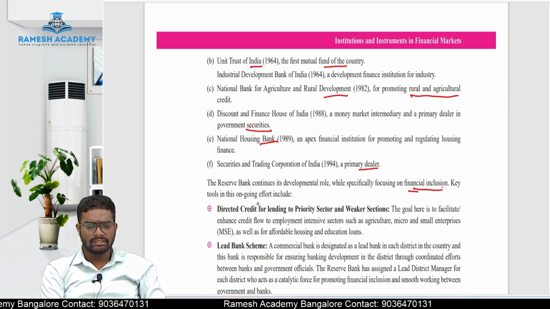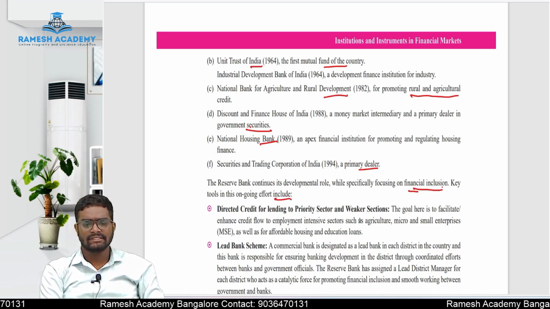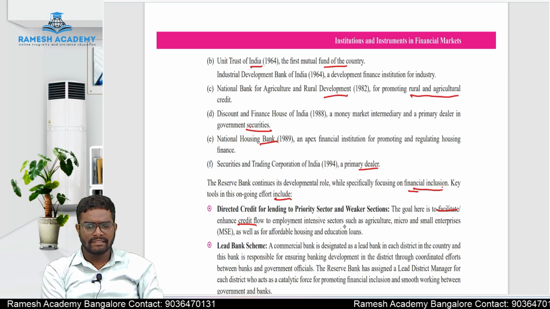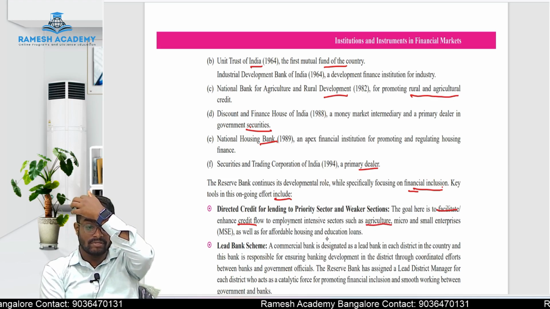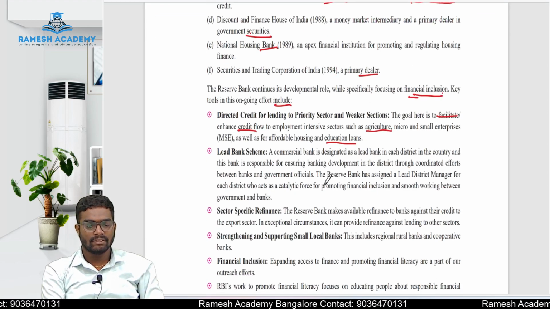Key tools in this ongoing effort include direct credit for lending to the priority sector and weaker sections. The goal here is to facilitate and enhance credit flow to employment-intensive sectors such as agriculture and MSME, as well as affordable housing and education loans. So they will be providing direct credit to them.